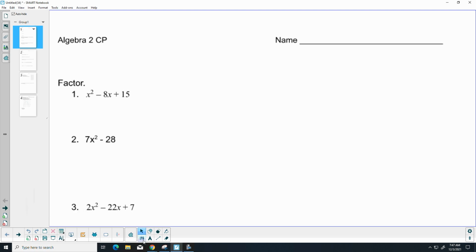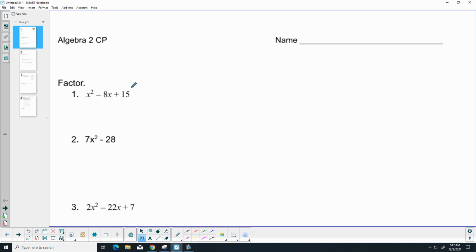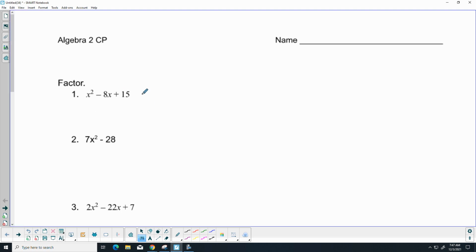All right, let's go ahead and get started with problem number one. We need to factor that. So I need to find two numbers that multiply to 15 and add to negative 8. That's going to be negative 5 and negative 3. I'm not going to go any further than that because they're not asking me to solve it. They're just asking me to factor it.